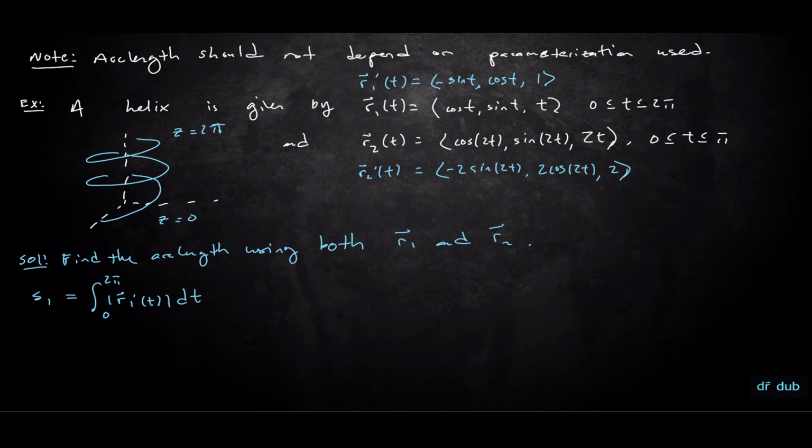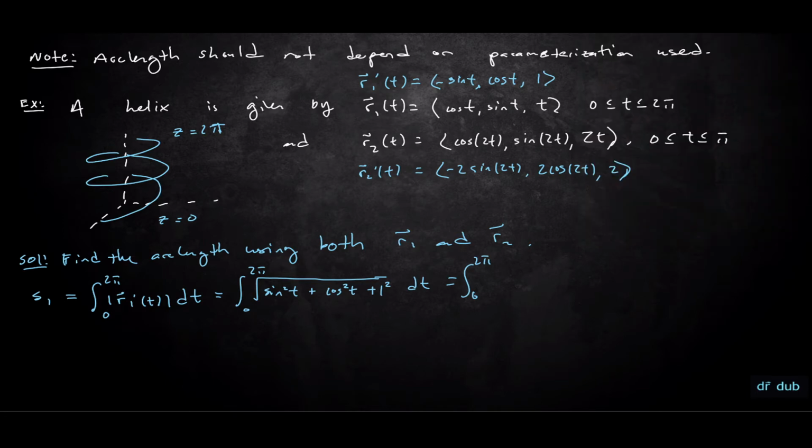So those are our derivatives. Now let's take the magnitude of the first one: the integral from 0 to 2 pi of the square root of negative sine quantity squared, which is sine squared t, plus cosine squared t, plus 1 squared, dt. What do I know from trig?